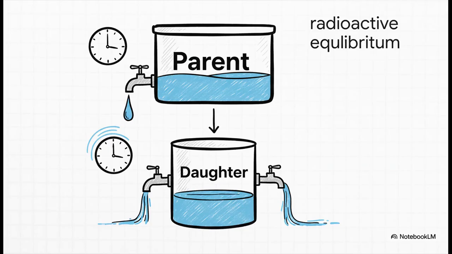Now, something really fascinating can happen in these decay chains. If the parent element has a much, much longer half-life than its daughter, they can reach a kind of balance. Imagine the parent is slowly creating the daughter, but the daughter is decaying really fast. Eventually, you get to a point where the rate of creation perfectly equals the rate of decay. We call this radioactive equilibrium, and it's awesome because it creates a steady, predictable source of the daughter's radiation, all governed by the parent's much slower clock.